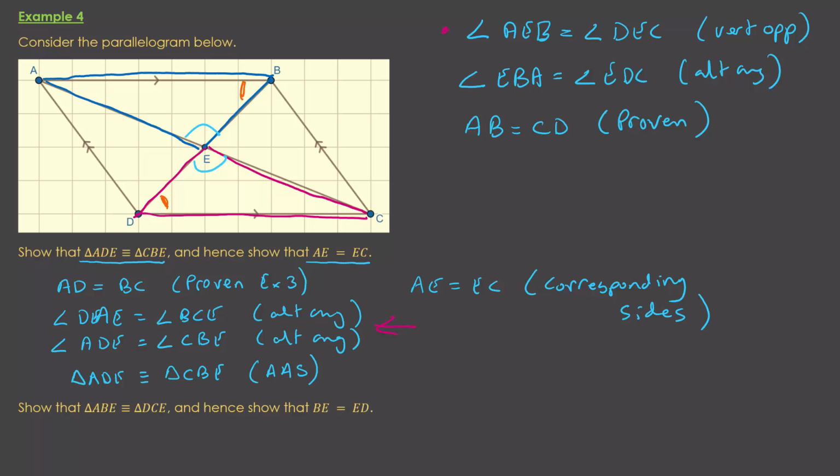And therefore the triangles ABE and CDE are congruent. And again, I've used AAS, two angles and a side. And then, once we know that is the case, we know that these sides correspond. And so BE is equal to ED, which is corresponding sides.